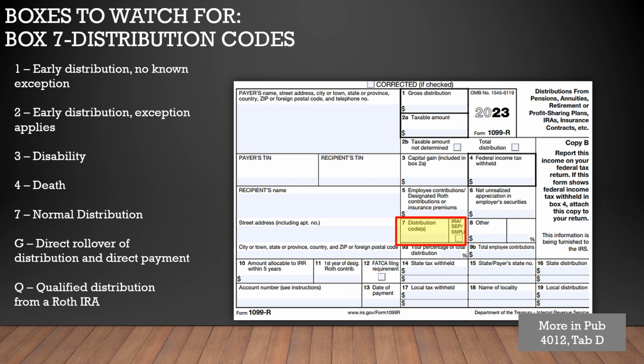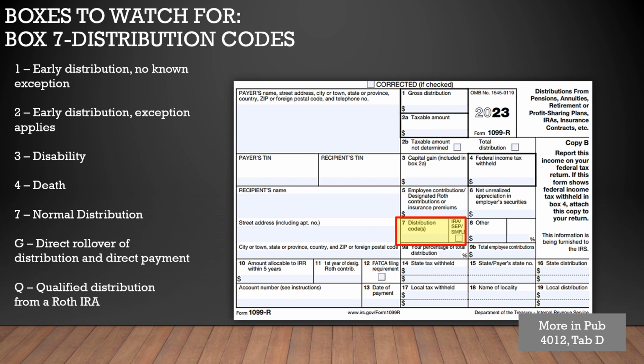Code G is a direct rollover of the distribution and a direct payment. So that's where they had a trustee-to-trustee transfer, and our taxpayer was never involved in this transfer. This sort of thing happens when you change jobs, and your one employer was using one trustee, and the new employer uses a new one, and you just want to roll those old funds into your new employer's account. You might see a code G.